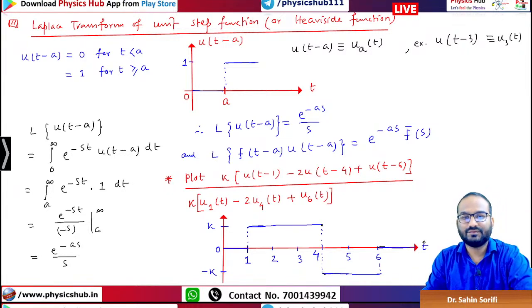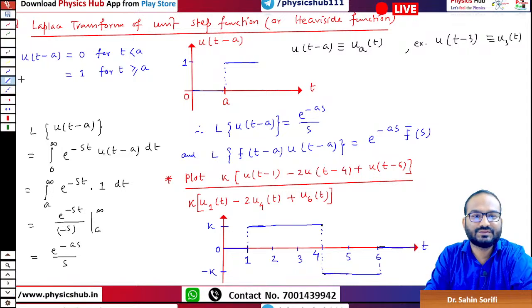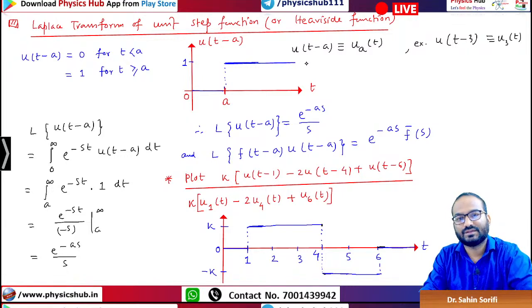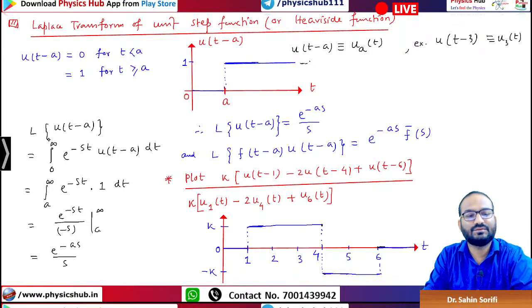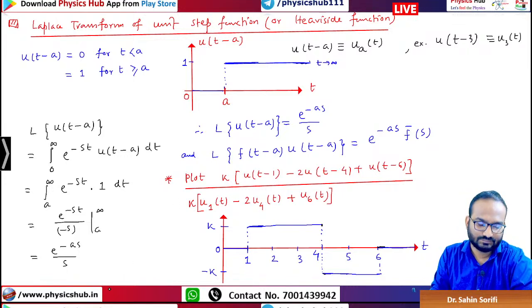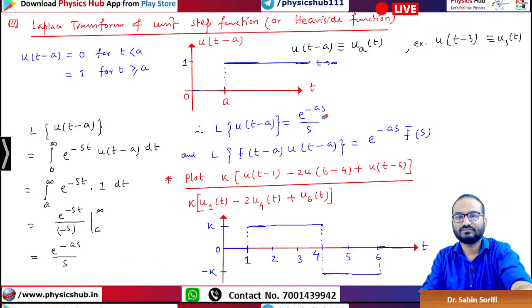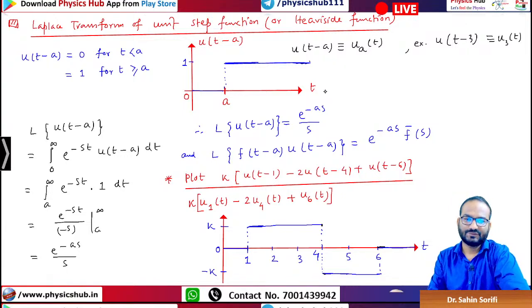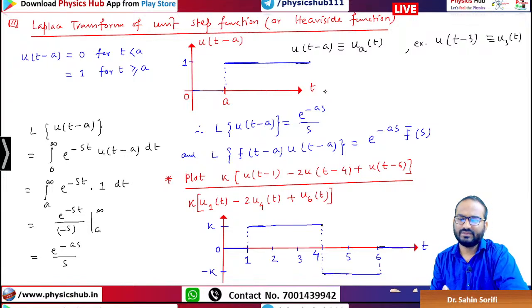Look, in the definition of unit step function I have shown you this, but this continues up to infinity along the t direction, as t tends to infinity. It will continue taking one value up to infinity. Clear now everyone? It's a very good concept. If you understand this concept, the upcoming things will be very easy for you.